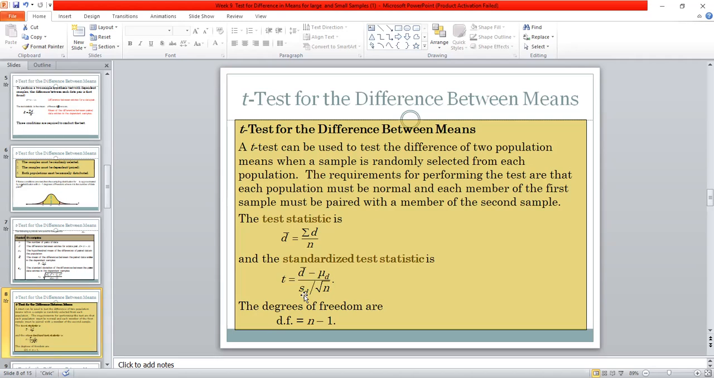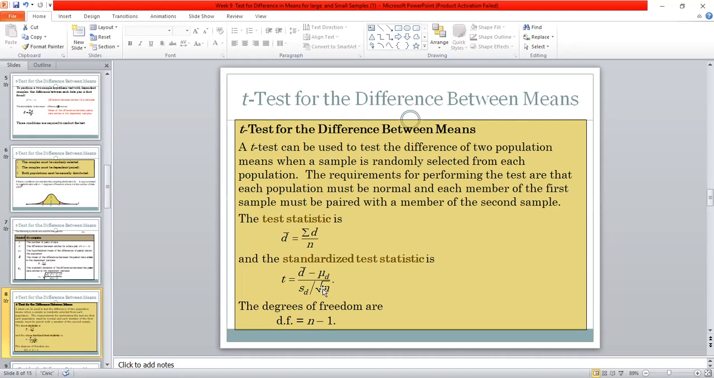The standard deviation of the differences. D bar is the arithmetic mean of the differences. And of course, mu d, I'll tell you what mu d is. N is the sample size, probably you take 8 tellers. And mu d is the population mean of the differences.